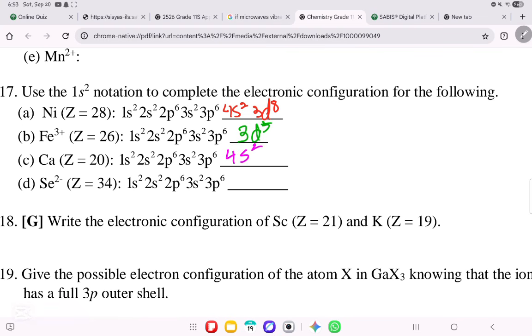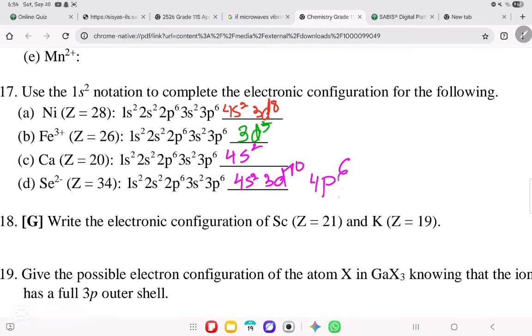Se2 minus. First you change it, so 34: 1s2, 2s2, 2p6, 3s2, 3p6, 4s2, this is how much now, 20, 3d10, 30, and then 4p4. But they said 2 minus, meaning they added 2 electrons. You always add it to the nearest subshell. So in this case, it's 4p. So you will add 2 electrons to the 4p, and it will become 6.